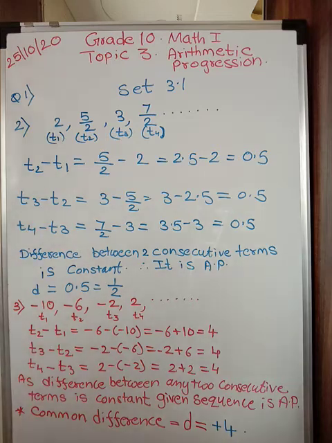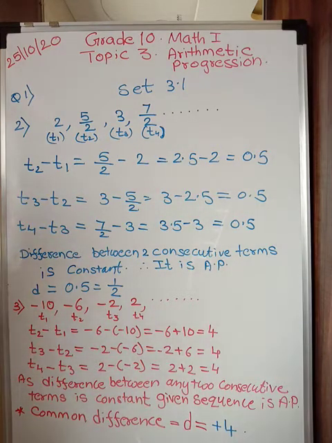Good morning, grade 10. We are doing the first question from set 3.1, maths paper 1. The first problem we have already done. The question says: which of the following sequences is an AP, and if they are AP, find the common difference. One problem we have already done in the earlier video. Now let's go to the second problem.